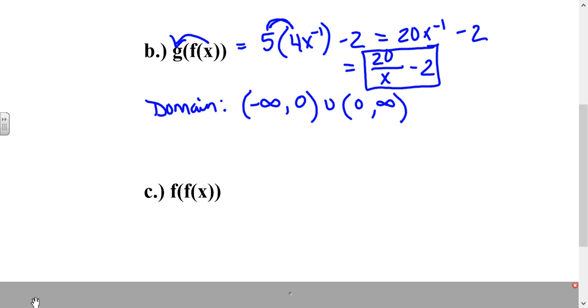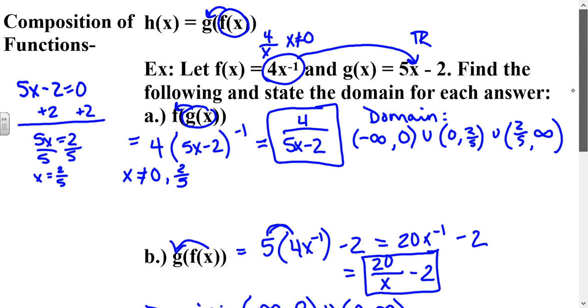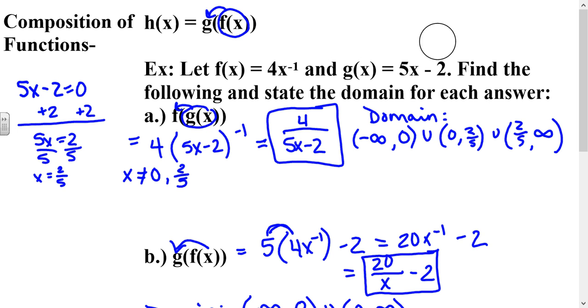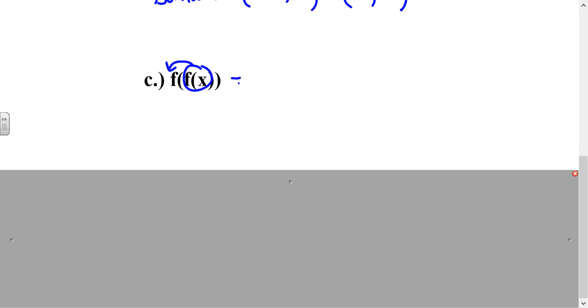Alright, now let's try f of f of x. So that seems like it would be weird. So I'm taking f and I'm plugging it into itself. So if I come back up here, let's take a look at that. So that means I'm taking f, 4 times x to the negative first, and I'm plugging it in for the x. So that means that I would have 4, and then where I would have the x originally, I would have 4x to the negative first to the negative first. So that's kind of weird.